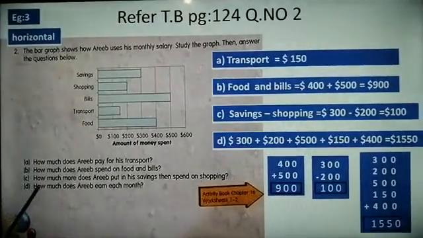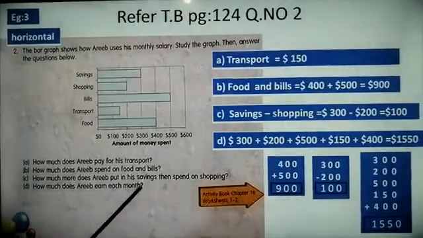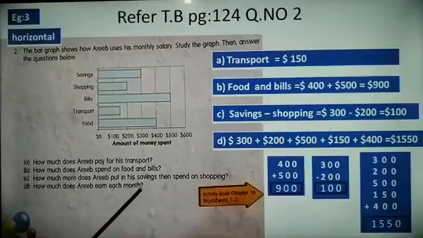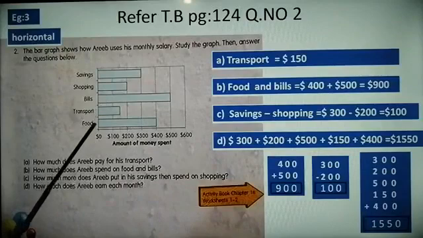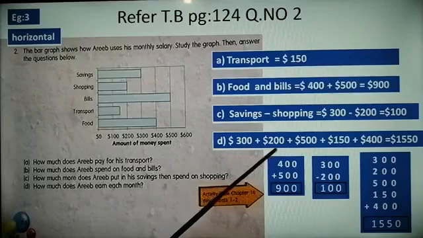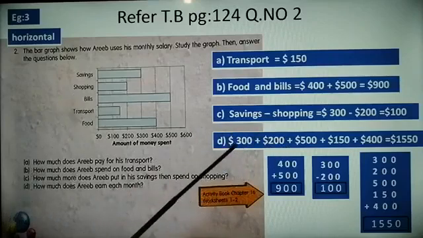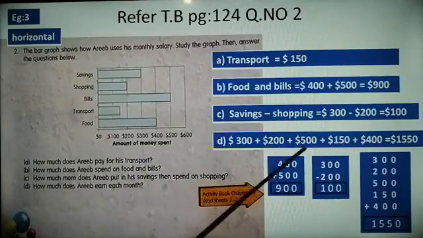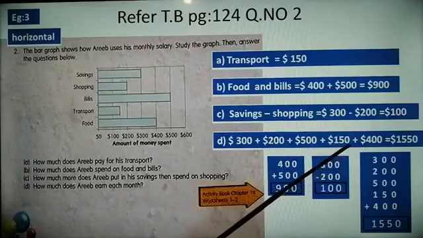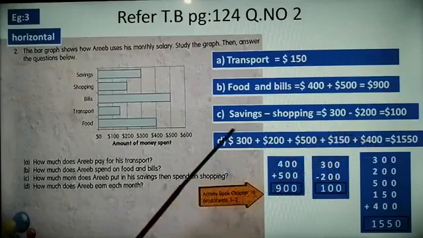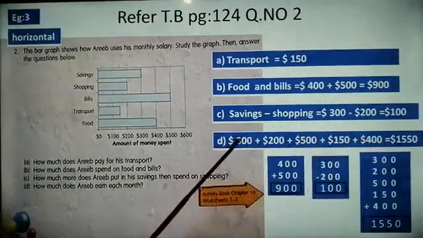Then question number D, how much does Arif earn each month? So what is monthly salary? How much is he getting for each month? So we will check each bar and find out the amount. We will write it down and add. For savings 300, for shopping 200, for bills 500, for transport 150, and for food 400. So we will add all these amounts.